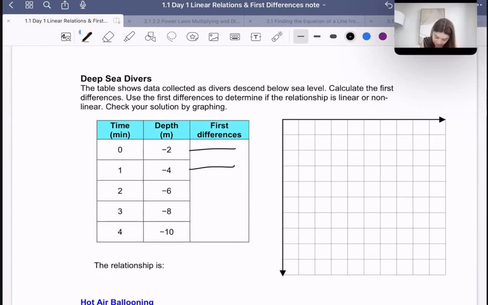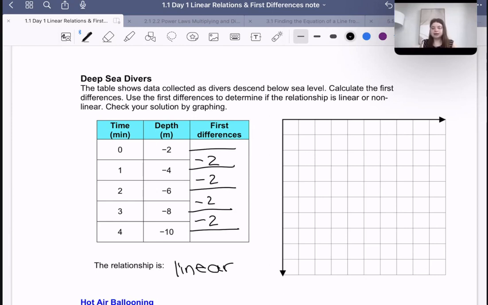So 4 minus -2 would be -2. -6 minus -4 would be -2 again. -8 minus -6 would really be -8 plus 6, so that's also -2. And last but not least, -10 minus -8 is really -10 plus 8, which is -2. So therefore, the relationship is linear because all the first differences are the same.